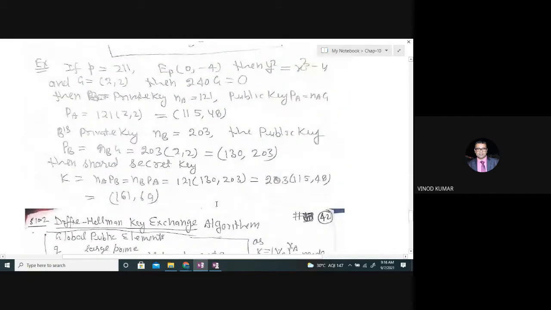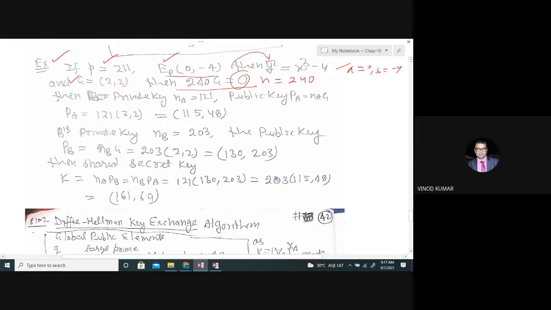See this example. If we choose p equal to this, you have an elliptic curve of this form: y square equals x cube minus 4, where a equals 0 and b equals minus 4. Given the base point (2, 2), the value 240 G equals 0. This means your n equals 240.